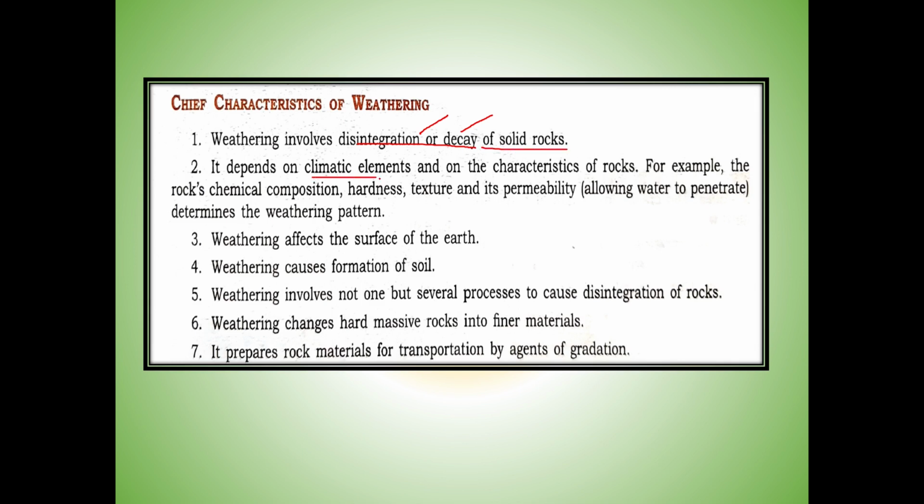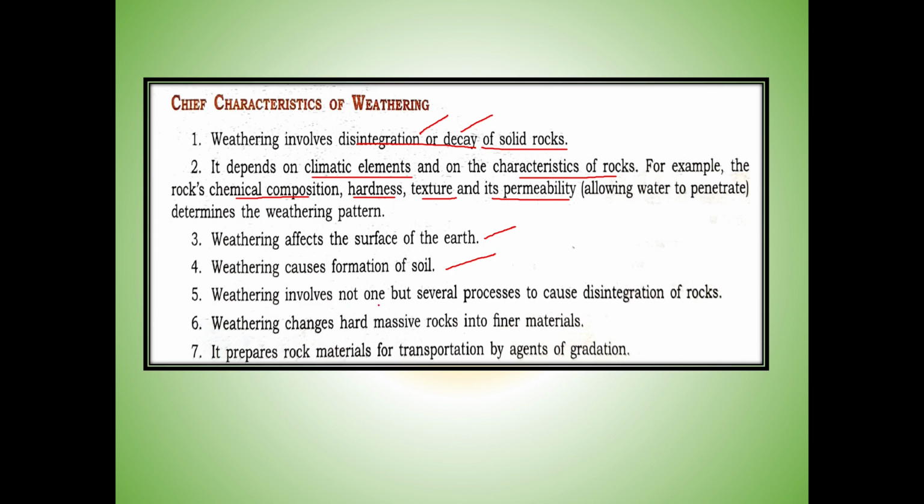It depends on climatic elements, especially temperature and rainfall or precipitation or humidity. On the characteristics of rocks like chemical composition of the rocks, hardness of the rocks, texture of the rocks, and permeability of rocks determine the weathering pattern. Soft rocks get weathered soon, whereas hard rock takes more time. Weathering affects the surface of the earth. Different landforms are sculptured. Then weathering causes formation of soil, which helps in agriculture.